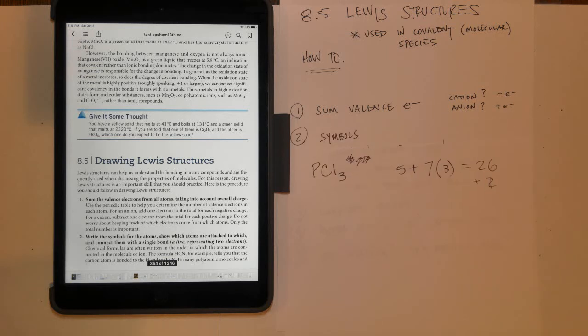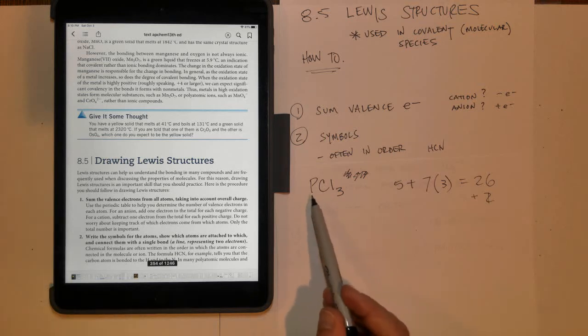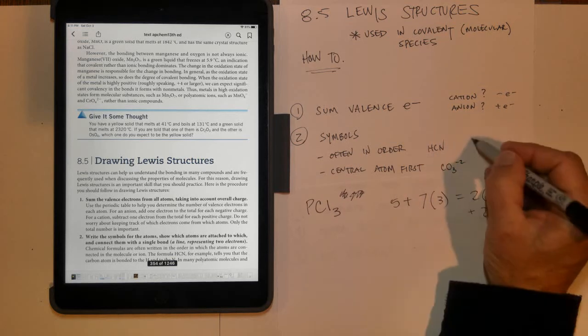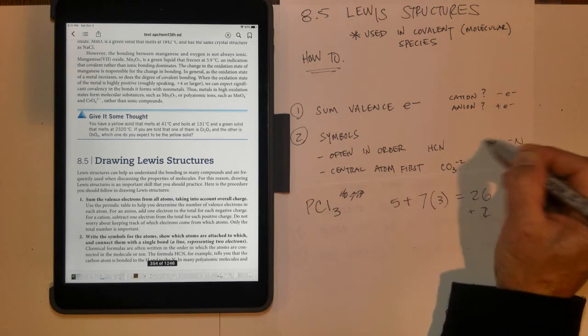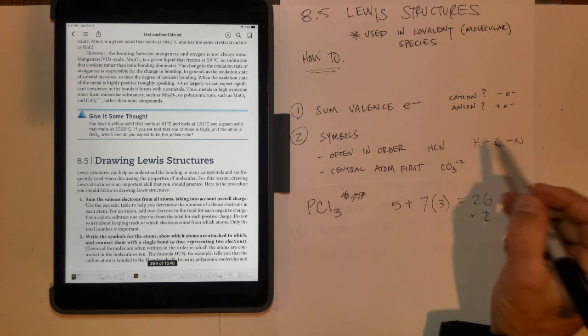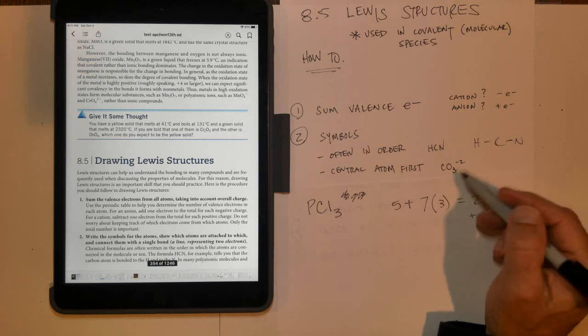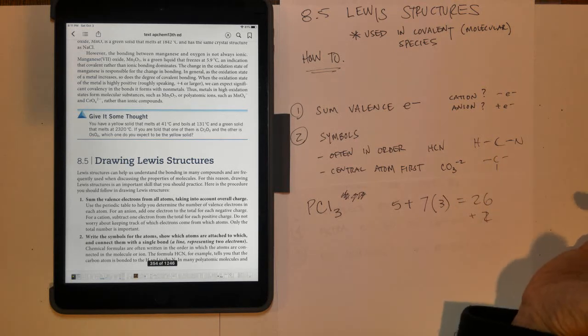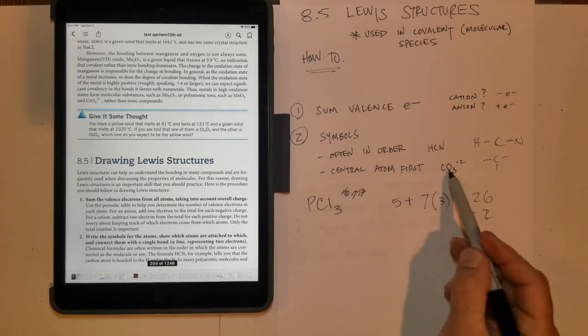Next step, take the symbols, and it's often written in order, where the first atom is the central atom, and then these atoms are bonded around it. As for example, in HCN, it would go H, and then a C, and then an N. And it turns out that there's more bonds and things in there, but that's the order because it's written in that order. CO3-2, carbon's in the middle, and the oxygens end up going around it. There's more to that one as well, but that's just examples of that.